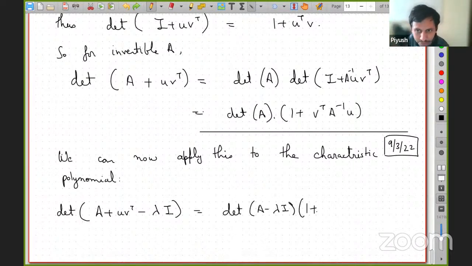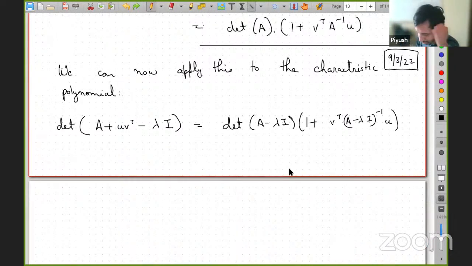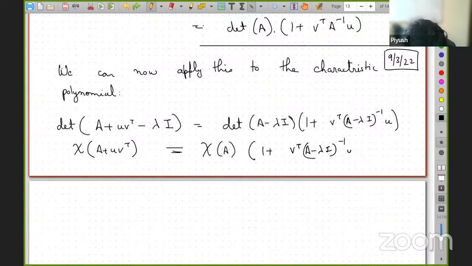1 plus V transpose (A minus lambda I) inverse U. Now let's think about this. The determinant of A minus lambda I is just the characteristic polynomial of the original matrix. So this is like saying that chi of A plus UV transpose is chi of A times 1 plus V transpose (A minus lambda I) inverse U. So what is this thing?